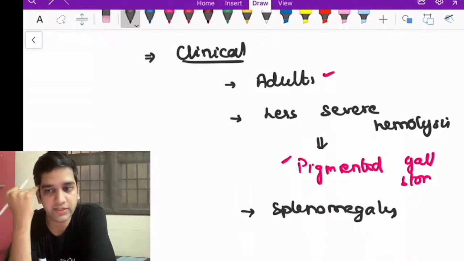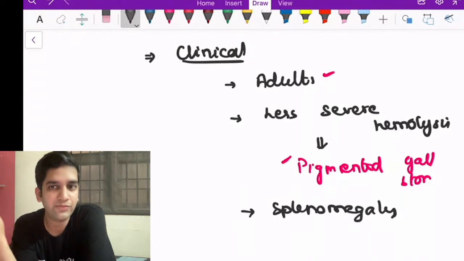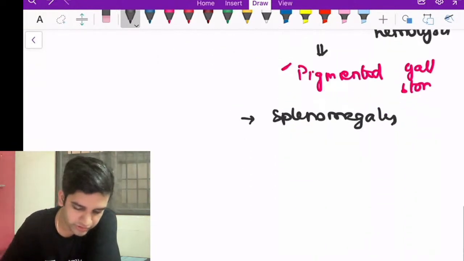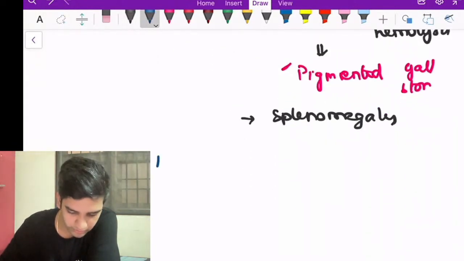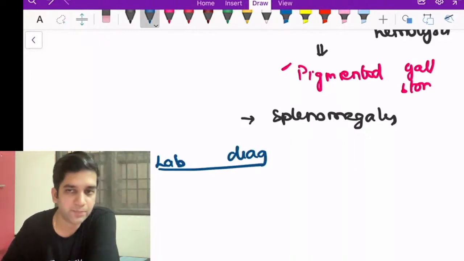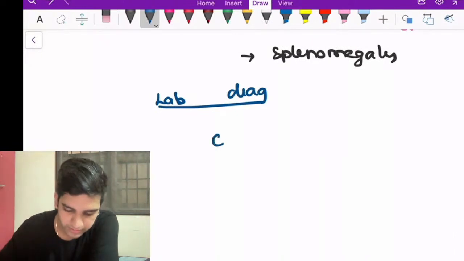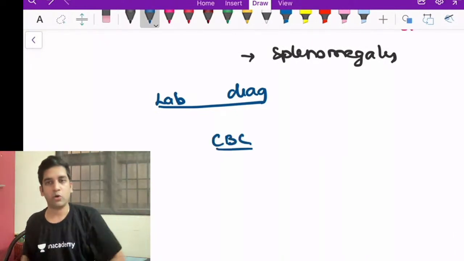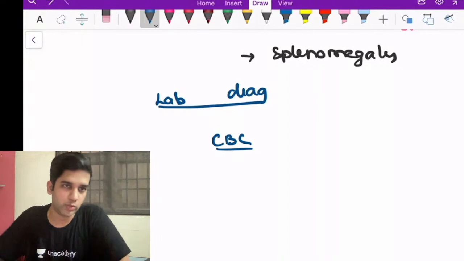I need CBC findings, I need a peripheral smear, and I need a few ancillary tests as well. First, I'm going to look at the spherocyte. This is the same protocol I'm going to use for almost every hemolytic anemia, right? Then, in the CBC, I won't have any alteration in my MCV; that will be completely normal.